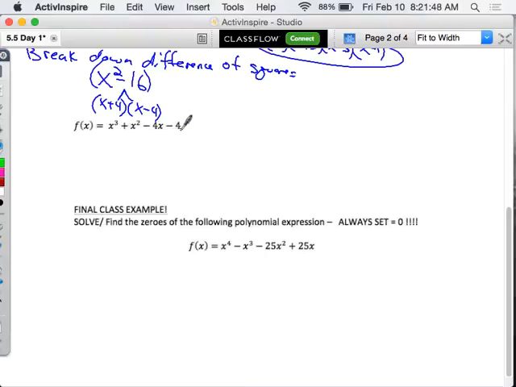So first, let's just group it 2 and 2. Since we already have 4 terms, this is easier. We can group it 2 and 2.